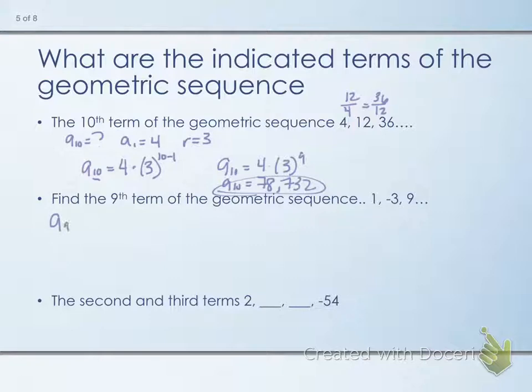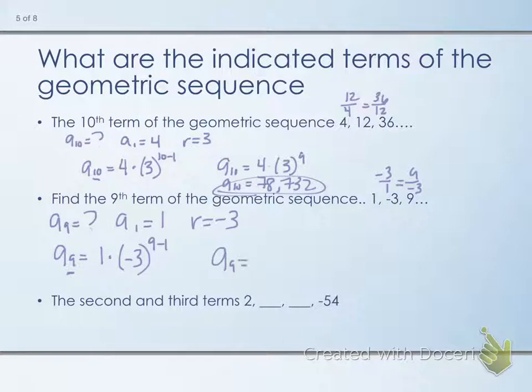Okay, my next one, we're trying to find a sub 9. So a sub 1 is 1, and for my rate this time, I put negative 3 over 1, which should be equal to 9 over negative 3. So my rate is negative 3. I'm trying to find a sub n. I don't know what the 8th term is, so I'm going to use my explicit formula. My a sub 1 is 1. My rate in parentheses is negative 3. My n always represents the nth term I'm trying to find, so 9 minus 1, which is 8. So I'm going to type in 1 times negative 3 in parentheses to the 8th power. If you don't use parentheses, you'll get a negative answer, and my answer is not negative. So it is 6,561.